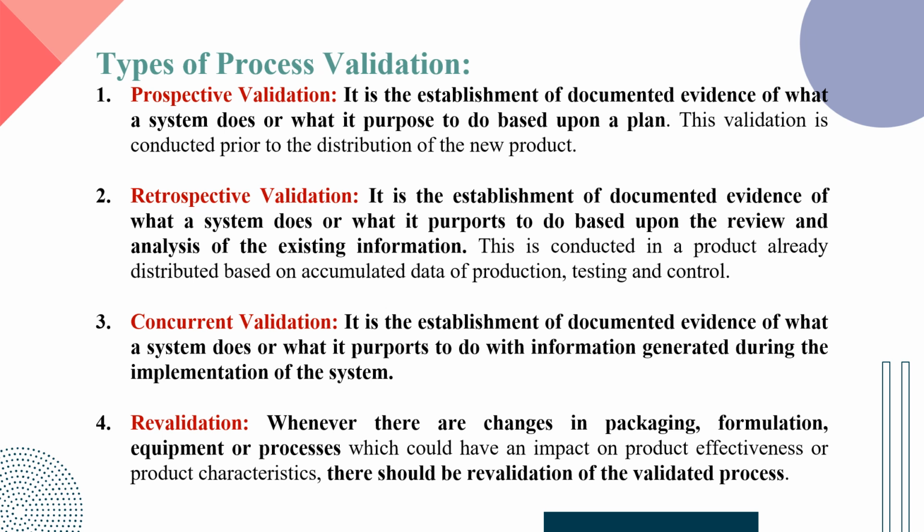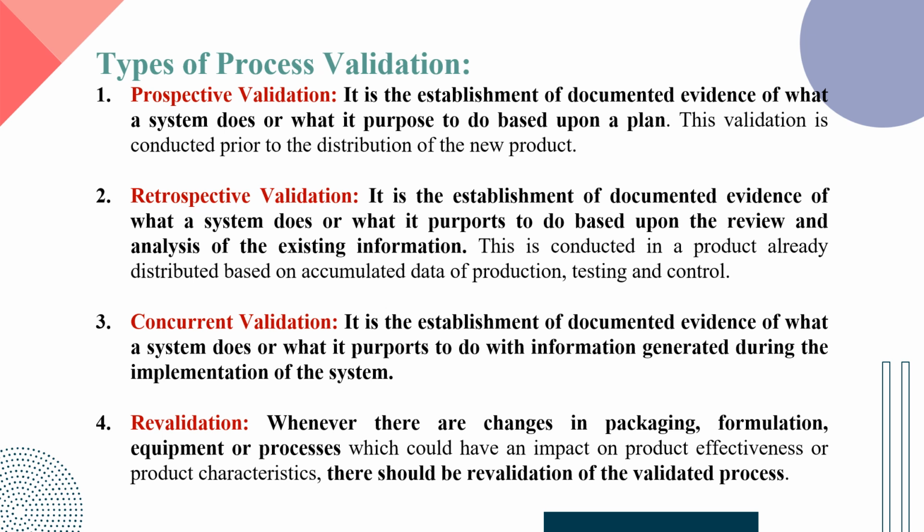In the last slide, we had discussed the stages of the process validation. Next, we will discuss the types of process validation. First is the prospective validation. The prospective validation is the establishment of documented evidence of what a system does or what it is purposed to do based on the plan. And this validation process is conducted before the distribution of the new product.